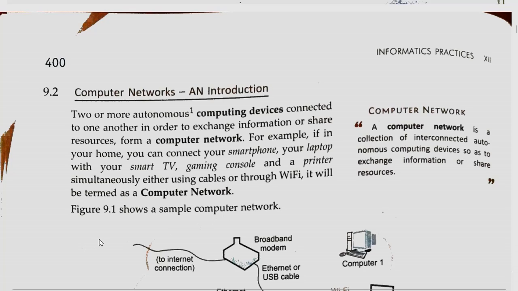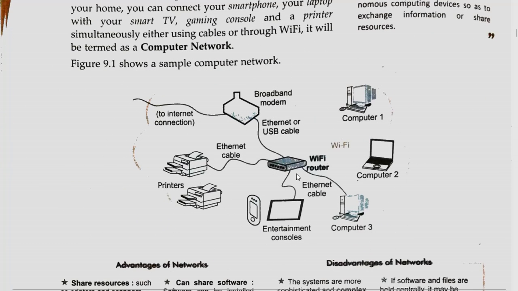Okay, now let's see an example here with a figure. So here you can see that different systems are managed. This is computer 1, this is computer 2, this is computer 3, and a set of printers is there. Okay, a broadband modem is there, and there is a Wi-Fi router. Now what this Wi-Fi router is doing, it is establishing a connection. Now here you can see that computer 1 and computer 2 have been wirelessly connected with this router.